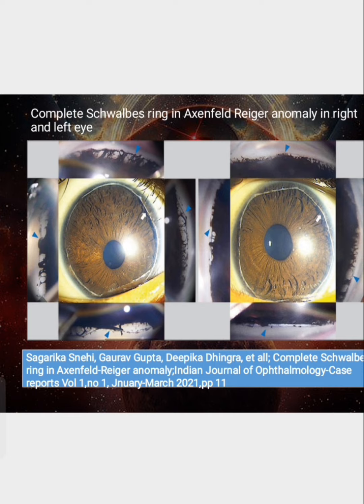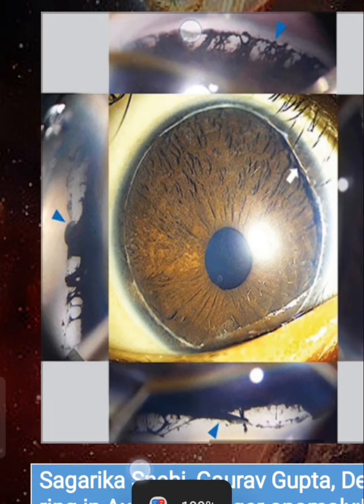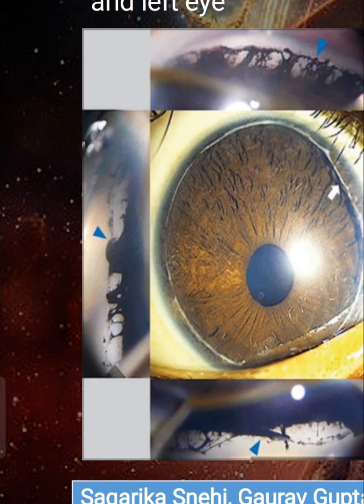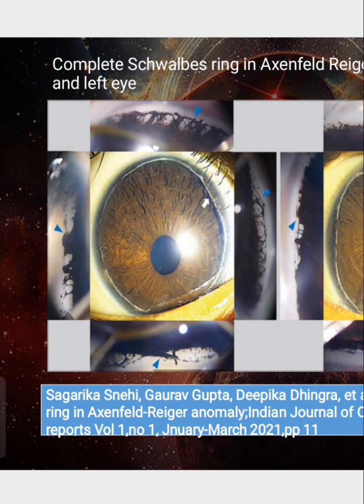What is Axenfeld anomaly? Axenfeld anomaly is when there is posterior embryotoxon associated with broad leaves of the iris attached to the Schwalbe line. Okay, so this is the gonioscopic examination. This blue arrow here shows the broad leaves of the iris getting attached to the Schwalbe line, and the Schwalbe line is pigmented. The pigmented line anteriorly placed to the Schwalbe line is called Sampaolesi line. It can be seen in glaucoma also, pigmentary glaucoma also. So this was about Axenfeld anomaly.